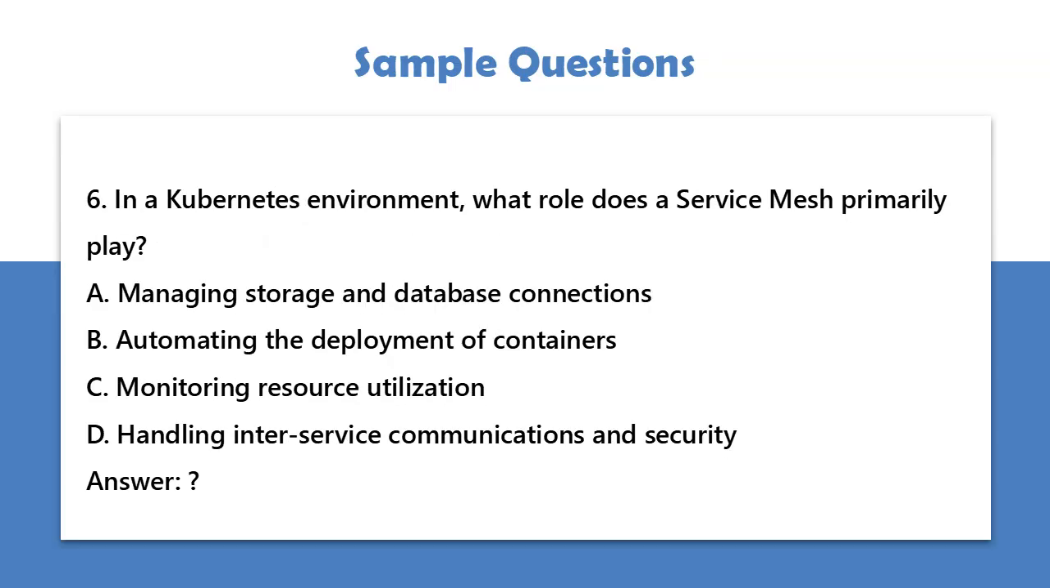6. In a Kubernetes environment, what role does a service mesh primarily play? A. Managing storage and database connections. B. Automating the deployment of containers. C. Monitoring resource utilization. D. Handling inter-service communications and security.